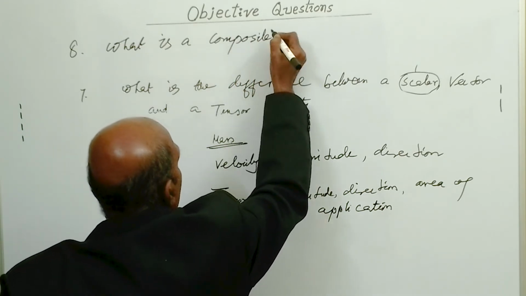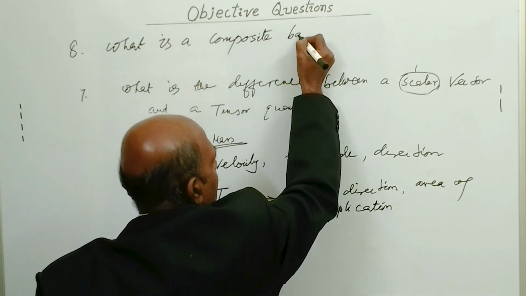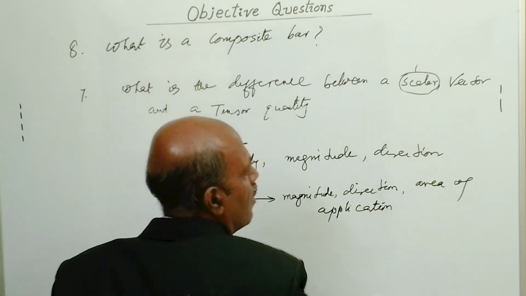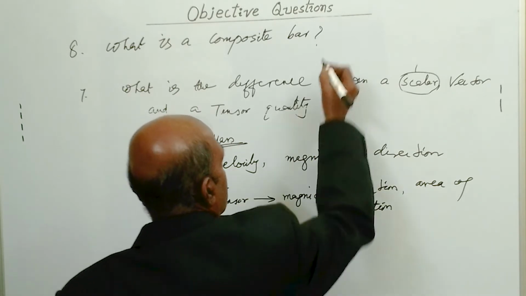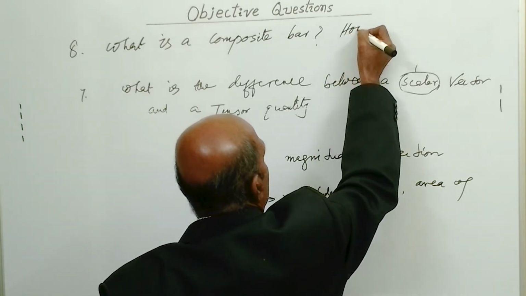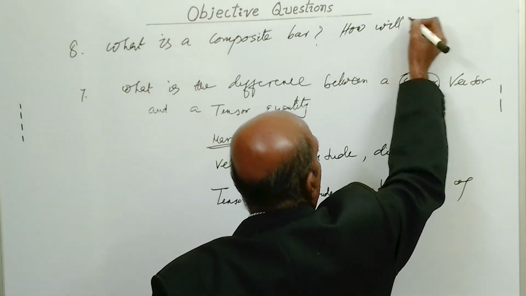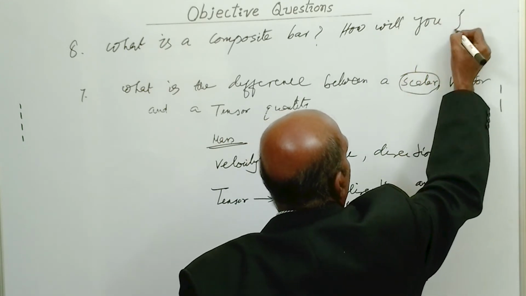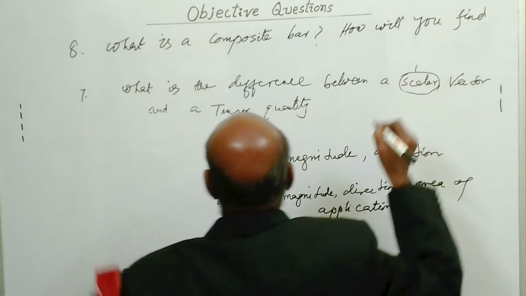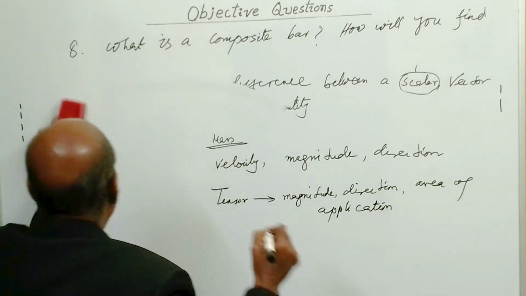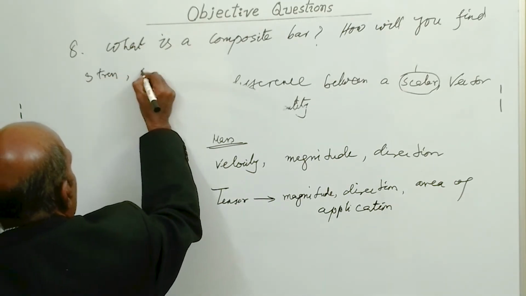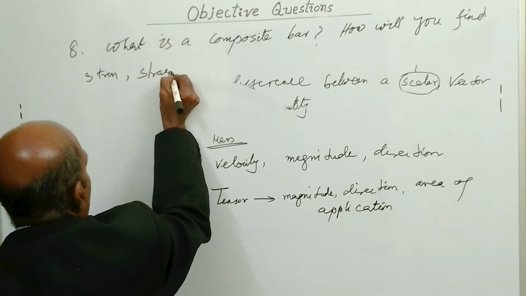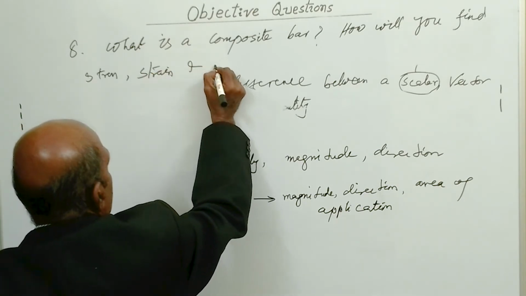What is a composite bar? And how will you find the stress, strain and deformation?